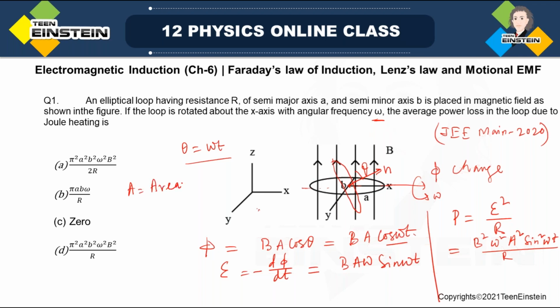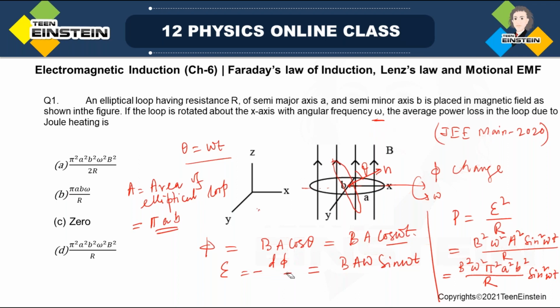Area of elliptical loop is given by pi into major axis into minor axis. So this is the area. So A square will be, if we put it here, B square omega square pi square, major axis square, minor axis square, divided by R, along with sine square omega t.